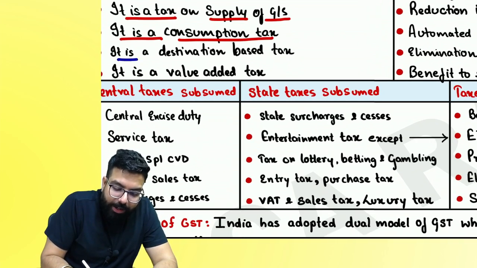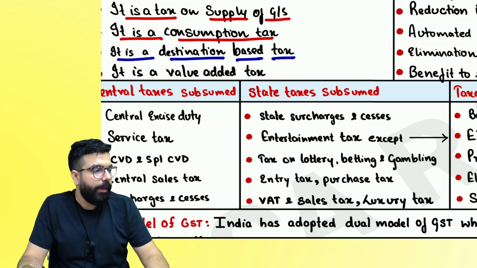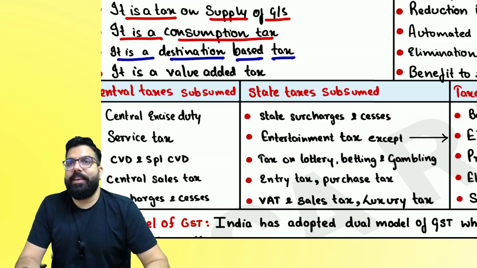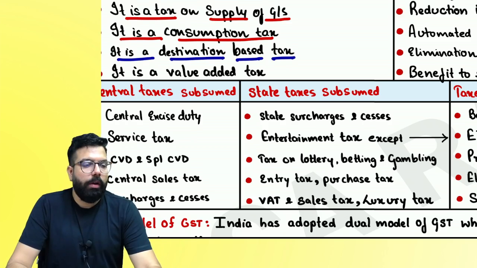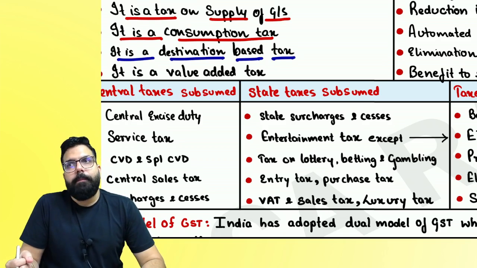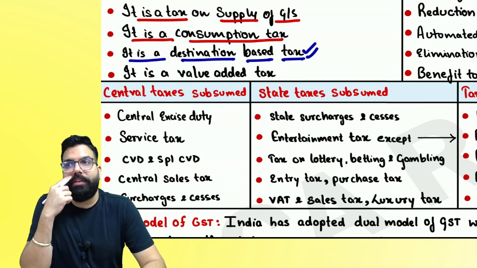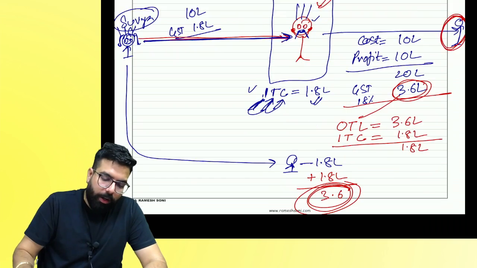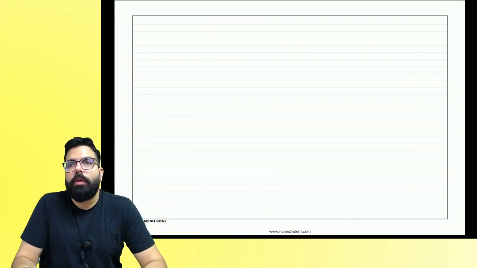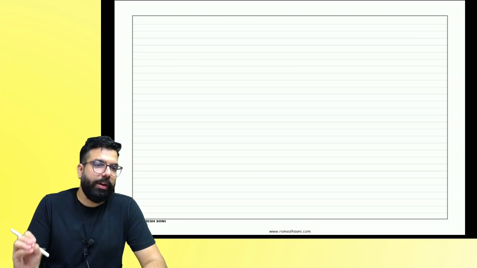Now, it's a destination based tax. What do you mean by destination based tax? Everyone listen. Actually, there are two types of taxation. One is origin based taxation. One is destination based taxation, which you have to understand.